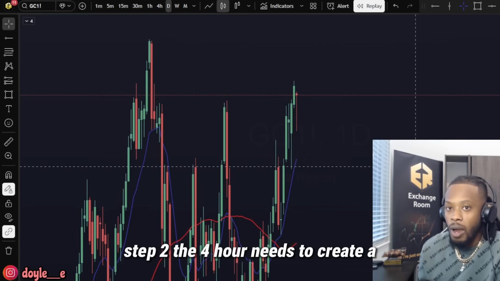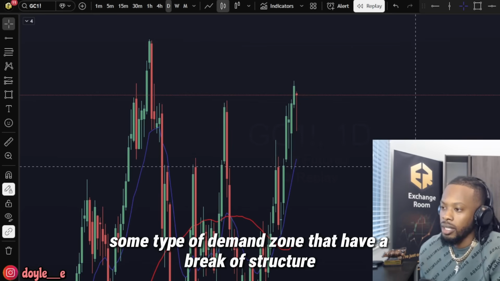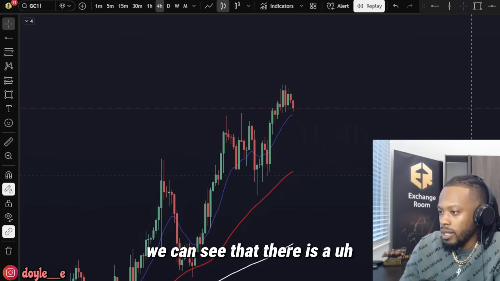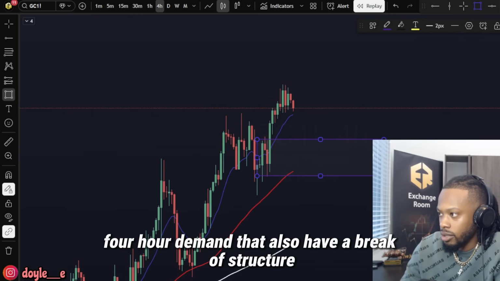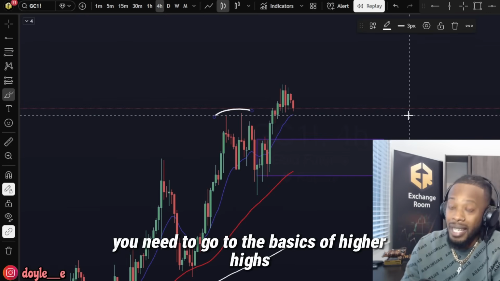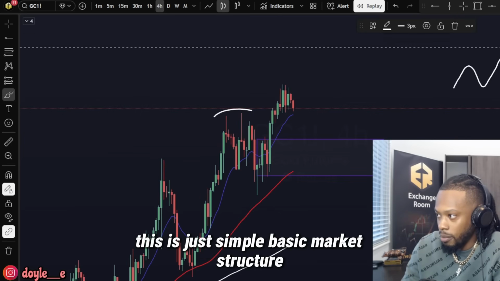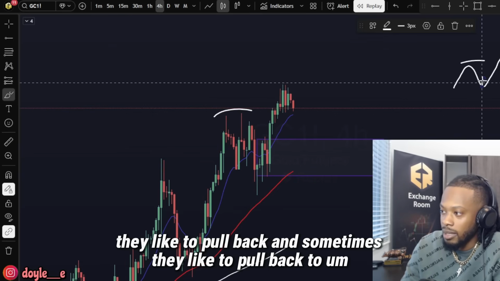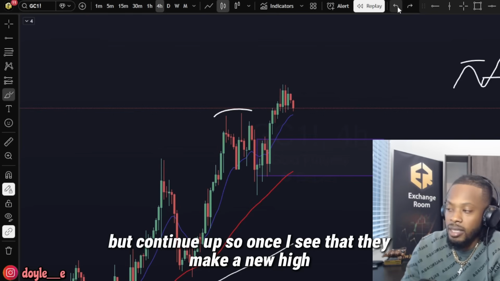Step 2, the 4-hour needs to create some type of demand zone that has a break of structure. So let's go to the 4-hour. If we go to the 4-hour, we can see that there is a 4-hour demand that also has a break of structure that broke above this swing. If you don't understand what break of structure is, you need to go to the basics of higher highs, lower lows. This is just simple basic market structure 101. When they break a new high, they like to pull back, and sometimes they like to pull back to demand zones or even take out liquidity but continue up.